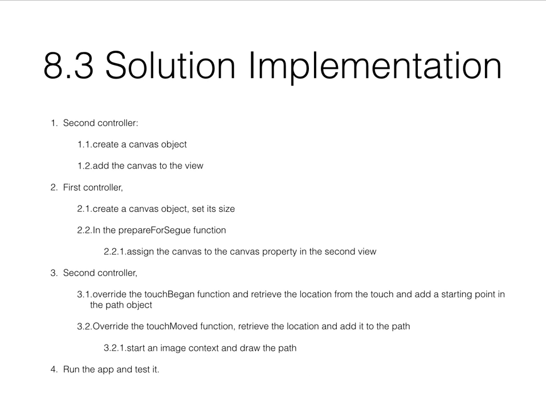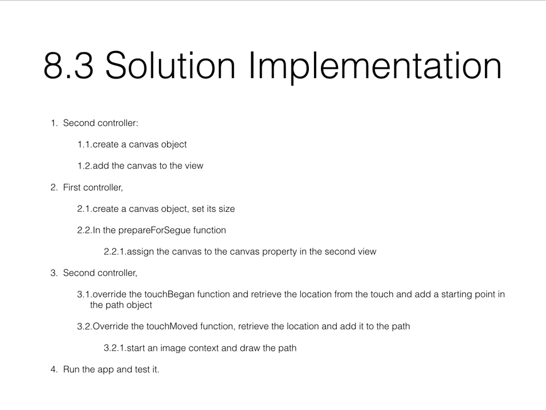So in the solution implementation, I'm going to be going back and forth between the two. First, in the second controller, create a canvas object like I did with the color and add it to the view. Then go back to the first controller, create a canvas object, which is an instance of UIImageView, set its size, and then in the prepare for segue, assign the canvas to the canvas property in the second view controller. This is very similar to what we did in the previous iteration with the color.